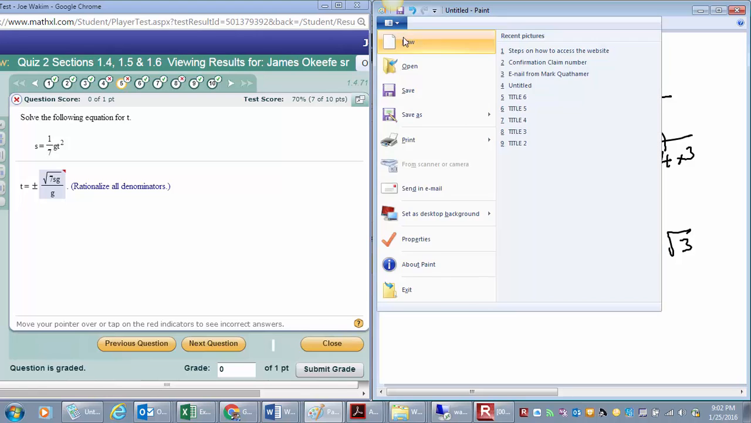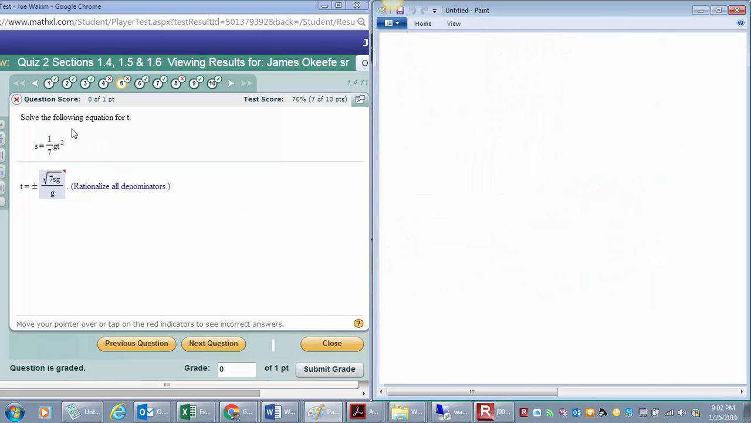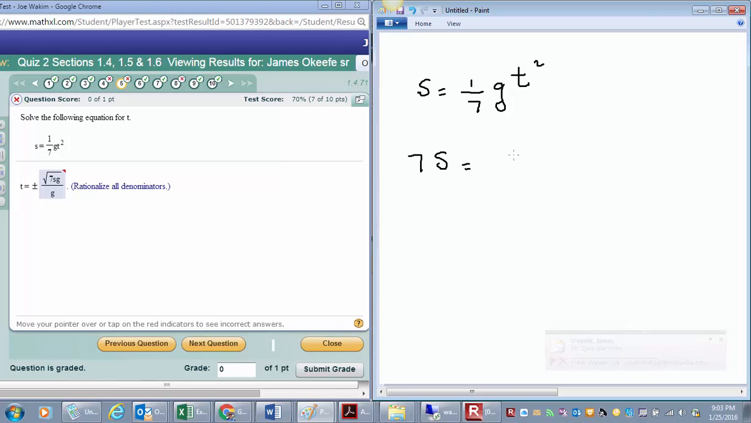And on number 5, we need to solve for t. So all we have to do here, t equals the square root of 7sg over g. Okay, so yeah, that's a typo mistake, but let's go over it here. We have s equals 1 over 7 gt squared. We are looking for t, so let's multiply by 7, divide by g. So multiply by 7, you get 7s, and here multiply by 7, it will cancel. So we get gt squared.